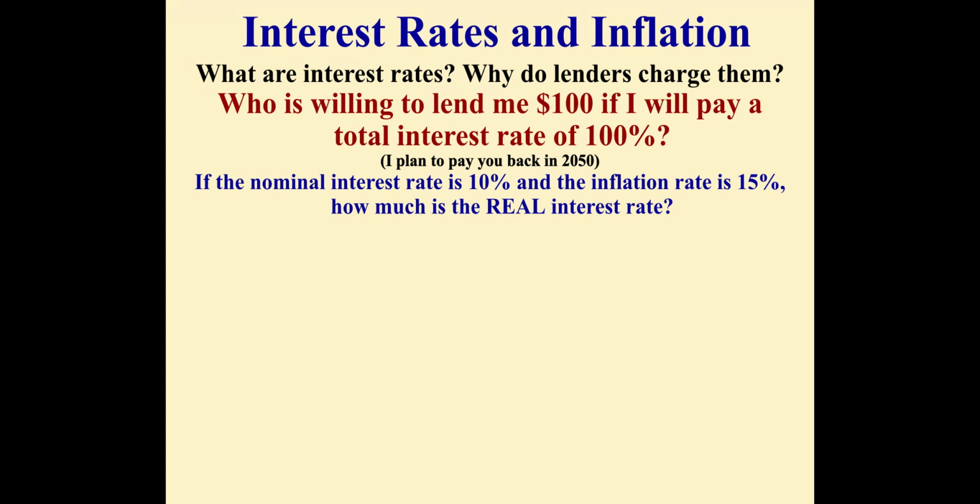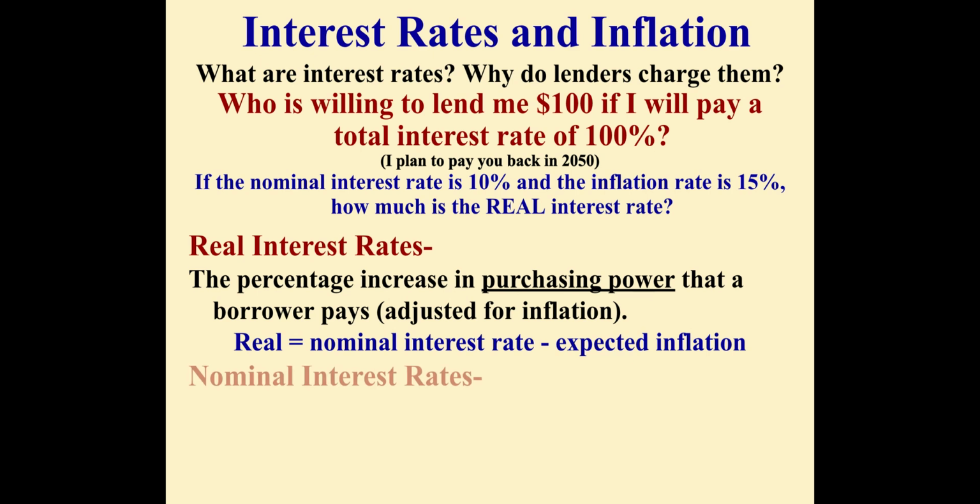If the nominal interest rate is 10% and the inflation rate is 15%, how much is the real interest rate? So the real interest rate is the percentage increase in purchasing power that a borrower pays, adjusted for inflation. This goes back to the real and nominal definition. So the real interest rate is the nominal minus the expected inflation.